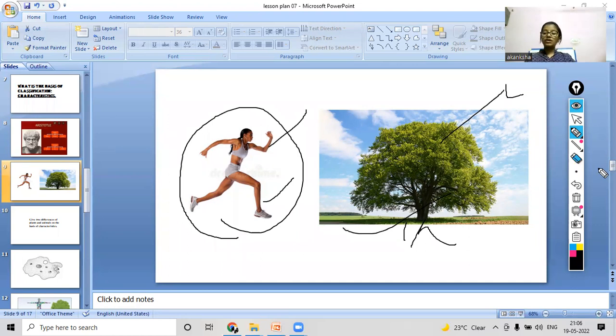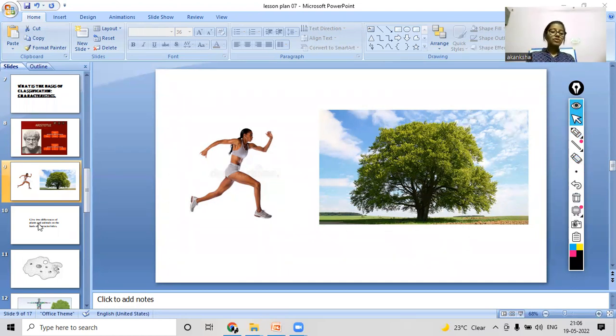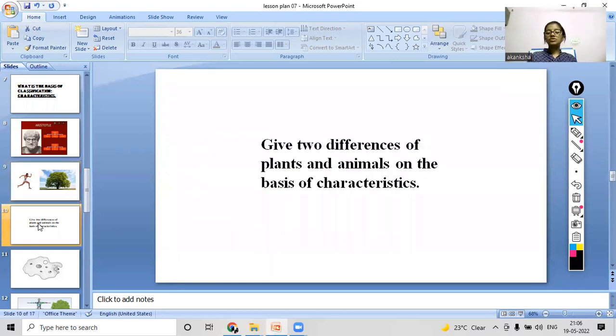Now coming on to our question. Let's see a question and then we will move on to our third topic. So there is a question: you have to give two differences between plants and animals on the basis of their characteristics. Like what you find different in plants and animals. Okay, you can write in the comment box below. I will give you 5 seconds and then we will discuss the answer. Okay, yes, I can see the right responses.